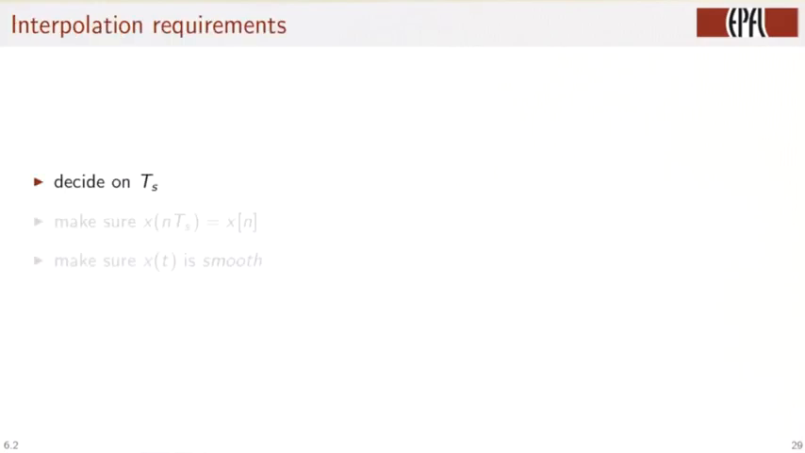So the requirements are, we have to decide on Ts, the spacing between the samples in the continuous-time function. We have to make sure that x at the location n times Ts is equal to the sample values x[n]. And we would like, in general, that x(t) is a smooth function. We'll see more precisely what we mean by a smooth function.